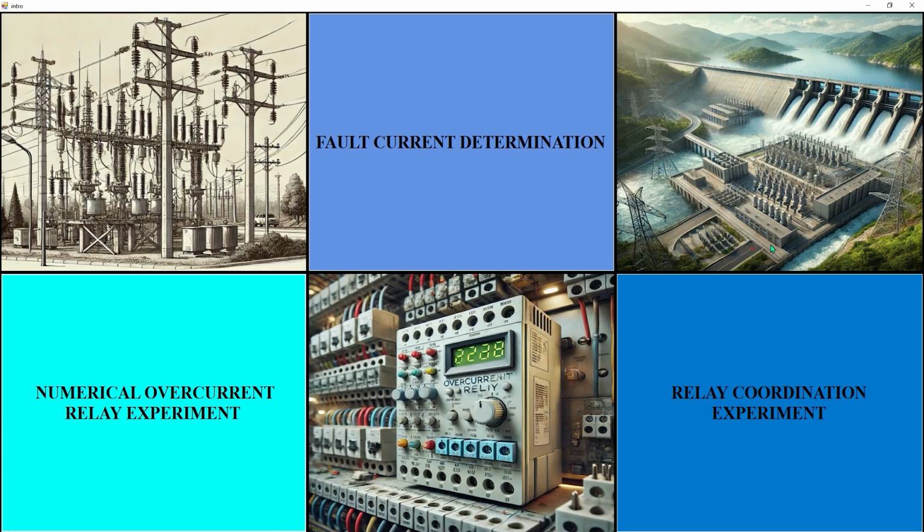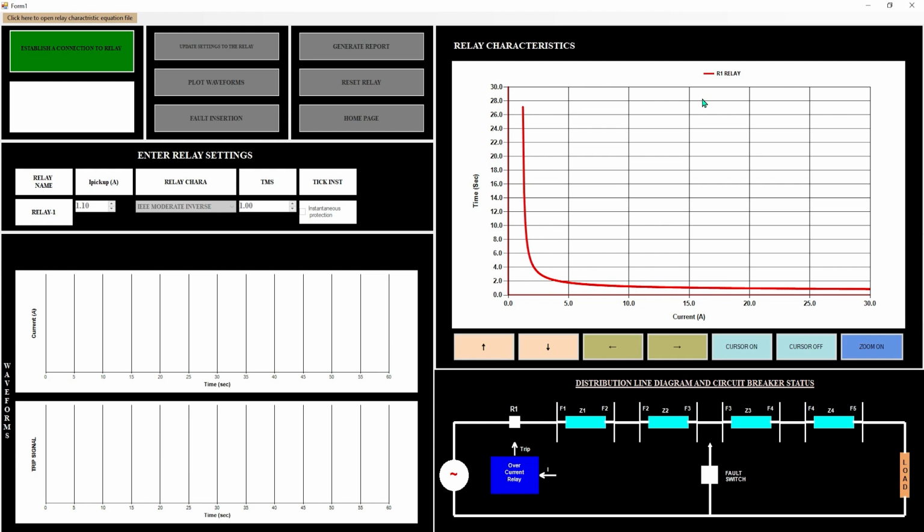From the main interface, begin your experiment by selecting Numerical Overcurrent Relay Experiment. A dedicated graphical interface for the relay experiment is now displayed. Click on Establish a connection to relay to initialize the communication with the hardware. A connection successful message appears.